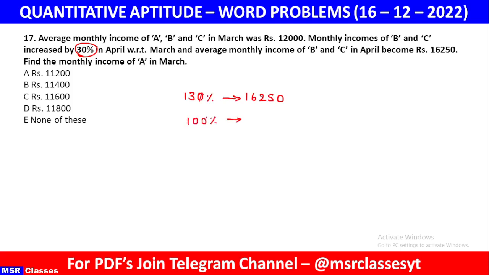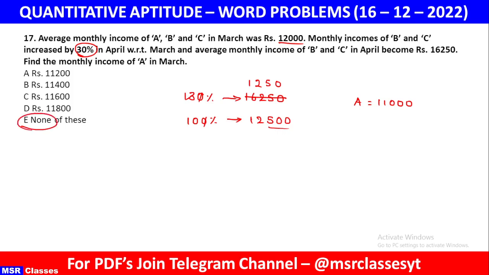Removing the 00 here, 1 time 13, 13, 2 times 26, 65, 12500. Then for the two of them an increase of 500 happened, so from here we must subtract 1000. If we subtract 1000 from A's value, it is 11000. Option E, none of these, is the final answer for this question.